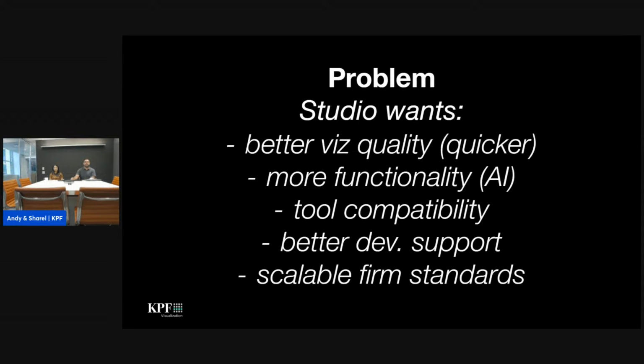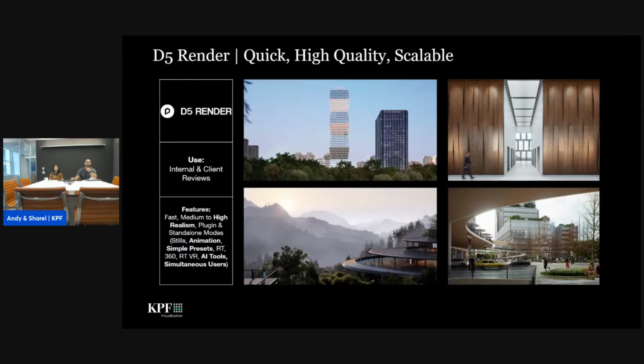And then lastly, scalable firm standards. We want to have some sort of control over the actual output of our images. We want to make sure everything's up to KPF standards, and we want to save people time. We've designed so many buildings, there's no reason for us to reinvent the wheel with every single project. We can reuse materials or lighting standards between projects, so people who are new to a team or to the firm could just get started without having to remake something that's been done 1,000 times.